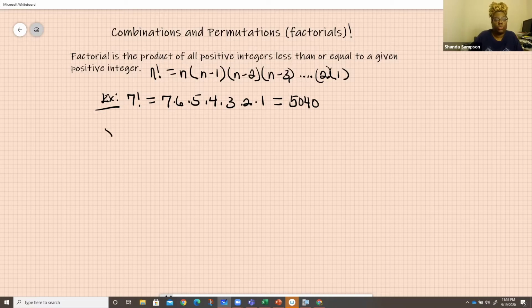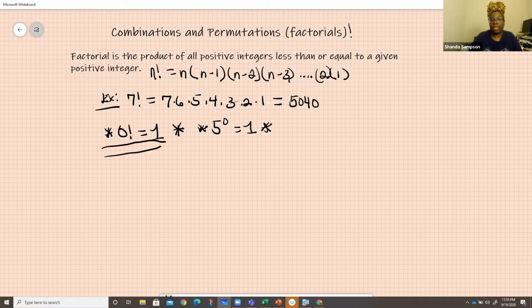Just a note, 0 factorial is equal to 1, right? That is what it is. If you put that in your calculator, you won't get 0, you won't get nothing. Don't worry about it. It just is what it is. Just like 5 to the 0 is equal to 1. That's just the rule. Do not try to outthink the rule. The rule is the rule. So anytime you see this, you know that that's equal to 1.